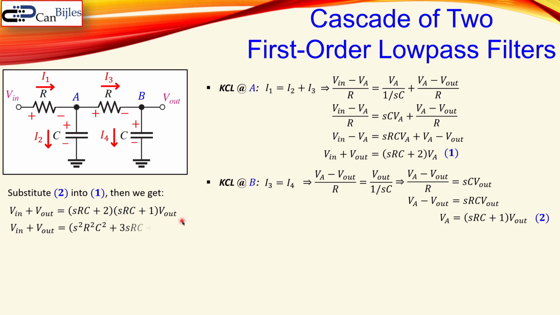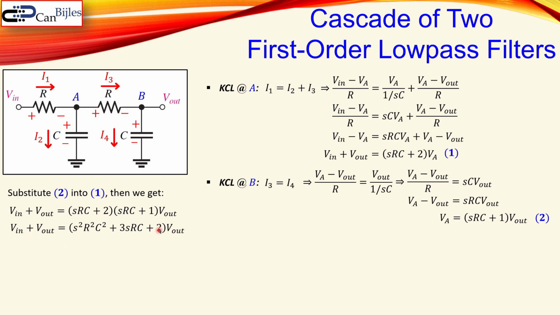Now when I work out the parentheses here, I leave the left side as it is. I just work out the parentheses here, so SRC times SRC, which is then S squared R squared C squared, and I also do SRC times 1, and also plus 2 times SRC, so that will be then 3 times SRC, and the final one is 2 times 1. Then I have this expression. Now I would like to have an expression where you only have the V outs, but I also have here V out, so let me then also subtract this V out from the left side.